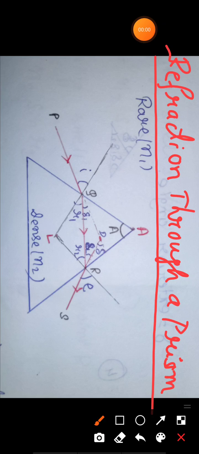Good morning, students. Our today's topic is refraction through a prism. In today's class, we will derive the relation between the minimum deviation angle, prism angle, and refractive index.